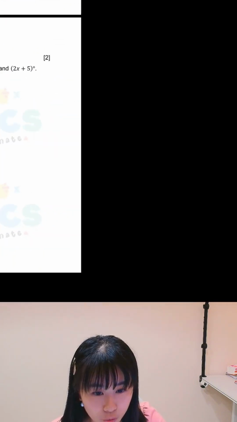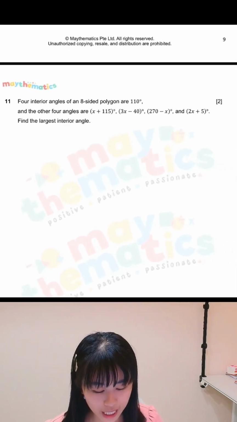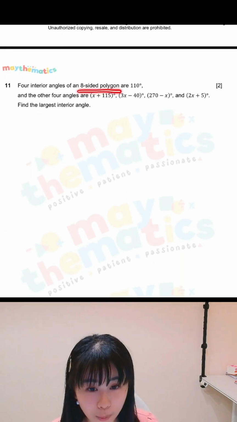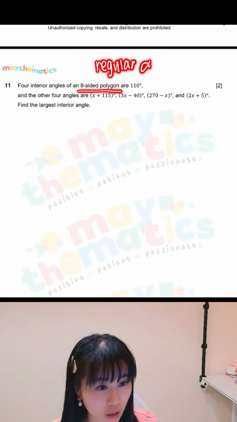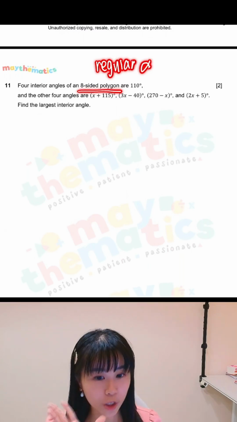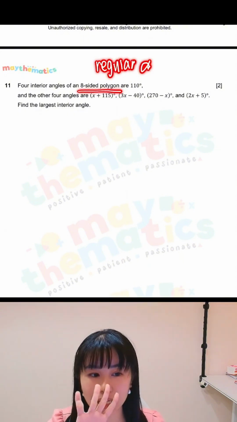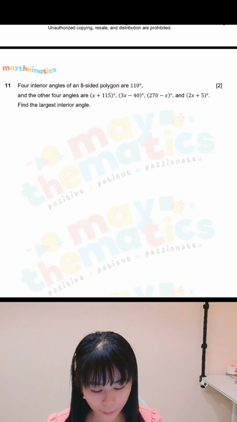Wait, let me just resize this. Okay, yeah, 4 interior angles on the 8-sided polygon are 110 degrees. Now take note, they say 8-sided polygon. They didn't mention this word regular. If they mention this word regular, that means all the sides are equal. If they never mention, it means it is not regular. Okay, don't assume.